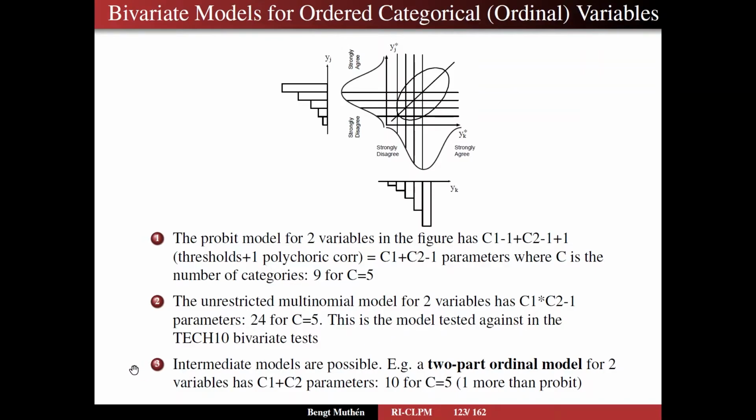Now, intermediate models are possible here and seem to be needed. This model, Model 1, is not sufficient. Model 2 is unnecessarily parameterized. So let's look for an intermediate model. And here we propose a 2-part ordinal model for 2 variables, and that has C1 plus C2 parameters. And I'm going to explain to you how those parameters come about. So there are 10 for C equals 5, 10 instead of the 9 that we have here. So just 1 more parameter for a pair of variables. And we're going to see that that makes all the difference.